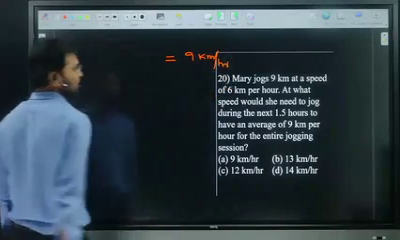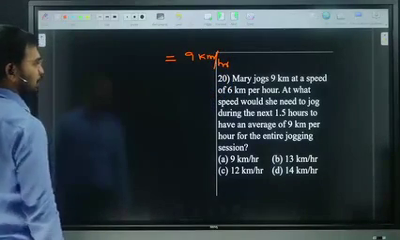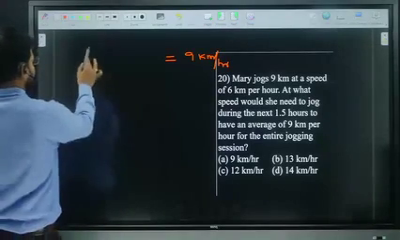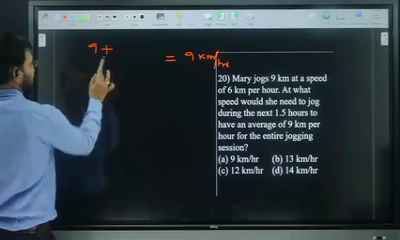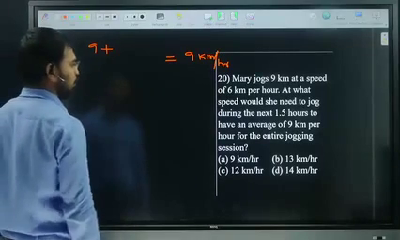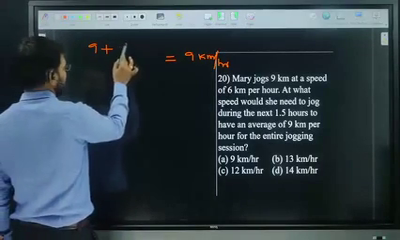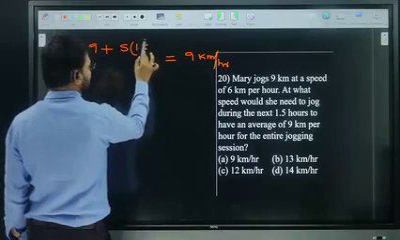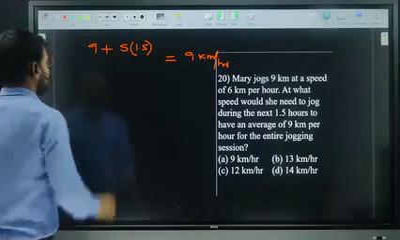Okay, first 9 kilometers at a speed of 6 km per hour. So average speed is nothing but total distance by total time. The first journey is 9 kilometers. For the second journey I don't know the speed. Speed into time, the next 1.5 hours, divided by.